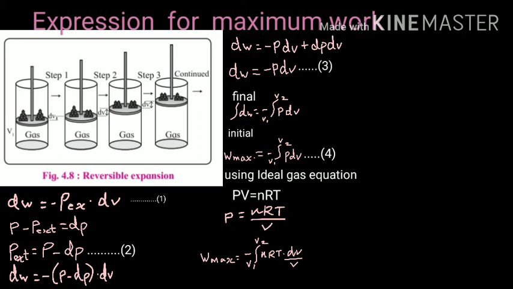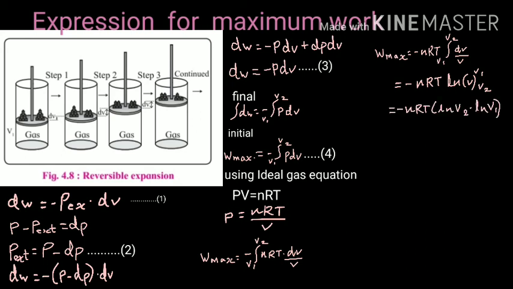Hence the equation will now become W max is equal to minus nRT integration sign between V1 and V2 dV by V. Hence we will get minus nRT natural log of V, between V1 and V2. According to the basis of log, now the equation will become W max is equal to minus nRT natural log of V2 minus natural log of V1. The formula of natural log of A minus log of B can be written as natural log A divided by B.